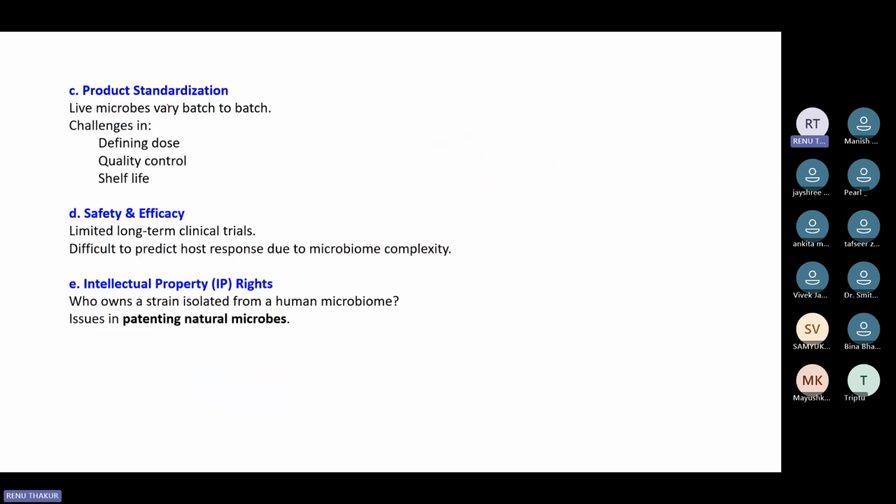Now, product standardization. This is again a very important thing. We have to do a lot of experiments before standardization. Some experiments will work, some will not. So you have to determine the defining dose, which I was talking about, meaning you have to decide that this much bacteria you can give. In bacteria, we talk in terms of CFU, colony forming unit, like 1 into 10 to the power 6 CFU per ml.